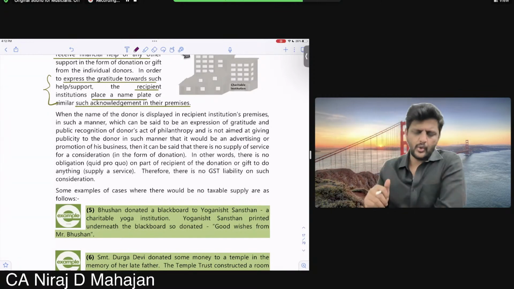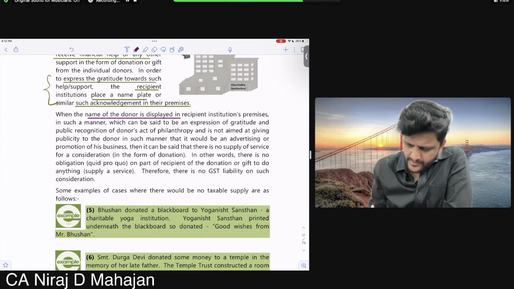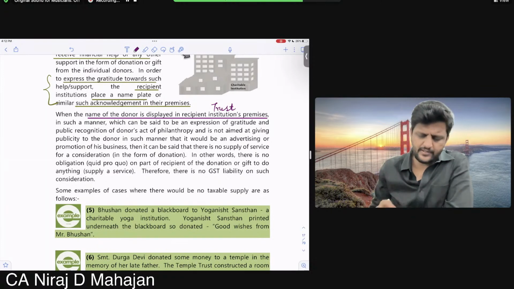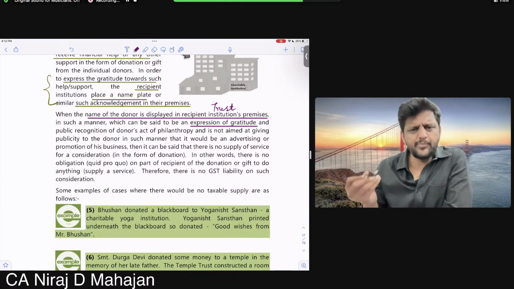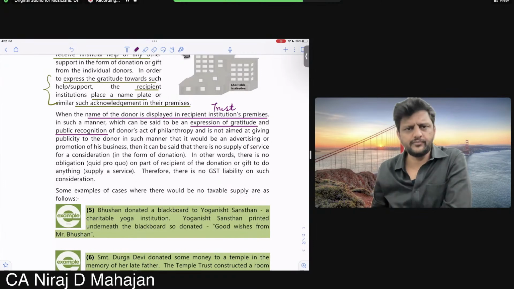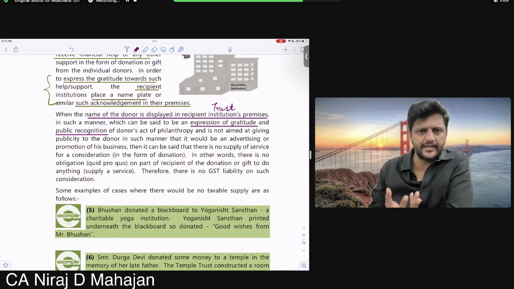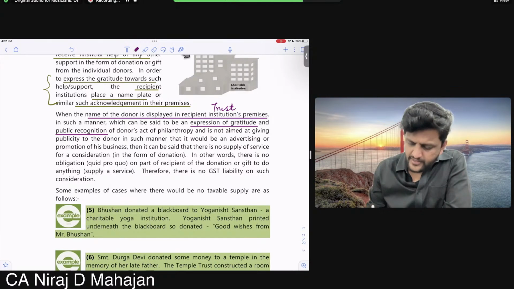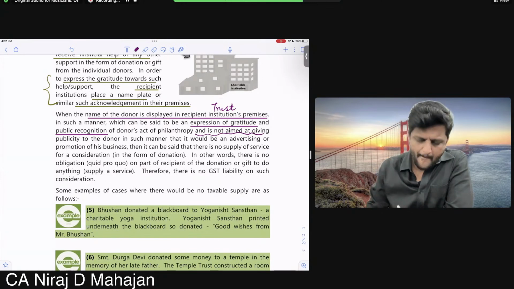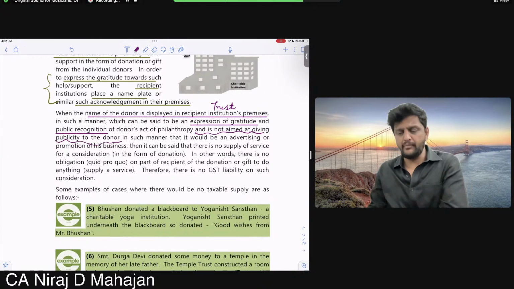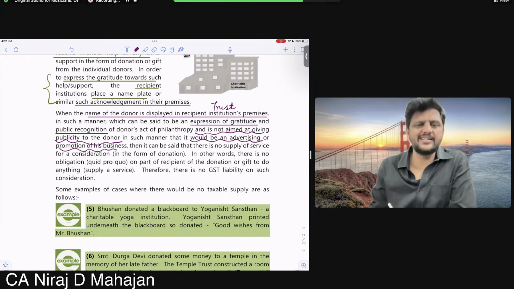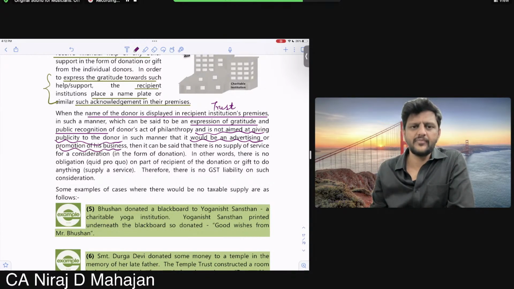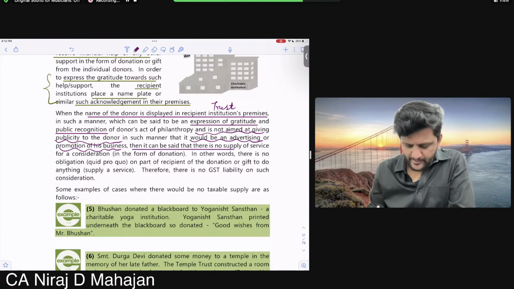Clear? Now check. When the name of the donor is displayed in the recipient institution, the trust, the name is displayed in such a manner which can be said to be an expression of gratitude and public recognition. I mean, thank you for the donation, for the donor's act of philanthropy. Philanthropy means charity. And it is not aimed at giving publicity to the donor in such a manner that it would be an advertising or a promotion of his business. Understood now? Grey area. Then it can be said that there is no supply of service.